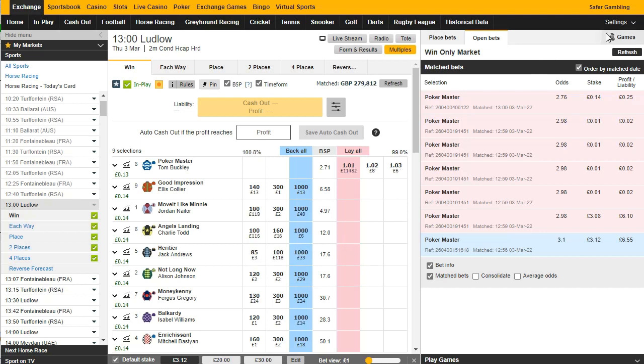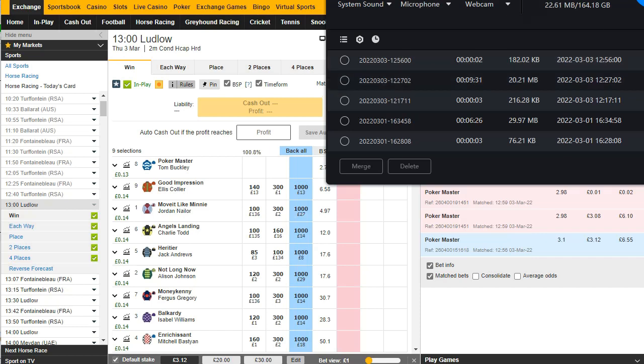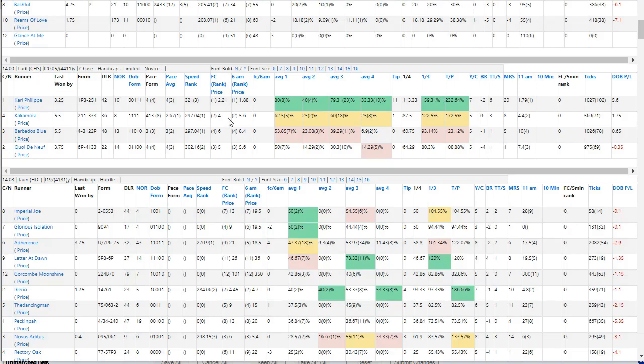So on to the next one. Okay, so this next runner is Carl Philippe, or however you pronounce that. As you can see, it's rank 1, but it's up here. Green's right across the board, so generally we think they're a good one to trade anyway.